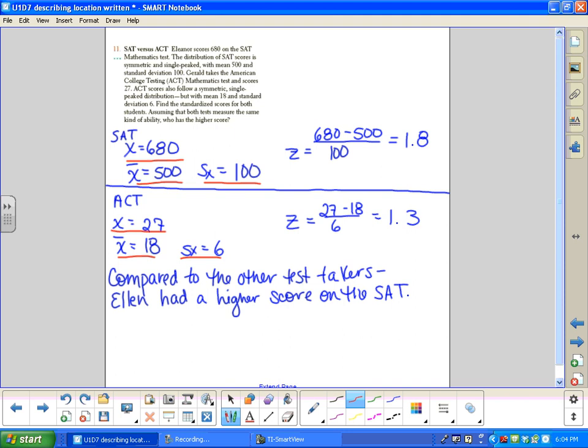So I calculated the two z-scores, x minus x bar over sx. Same thing here, x minus x bar over sx. So since she had a higher z-score on her SAT, she did better compared to the other test takers. Pretty self-explanatory.